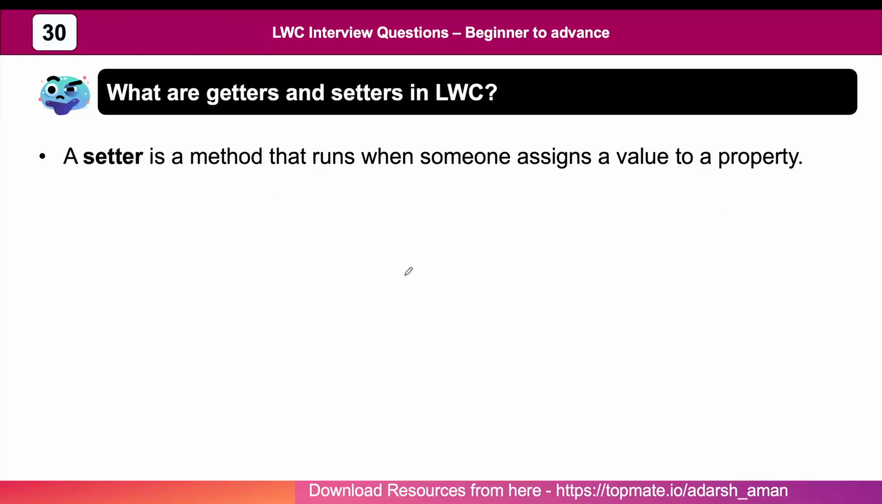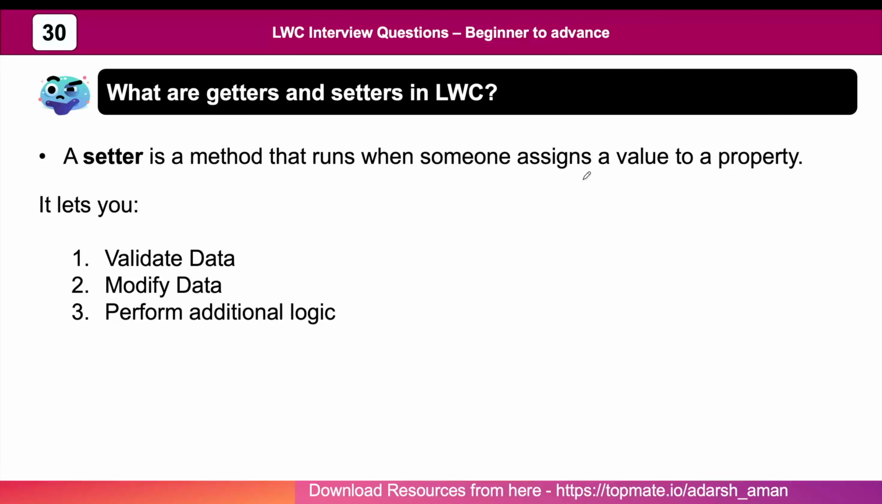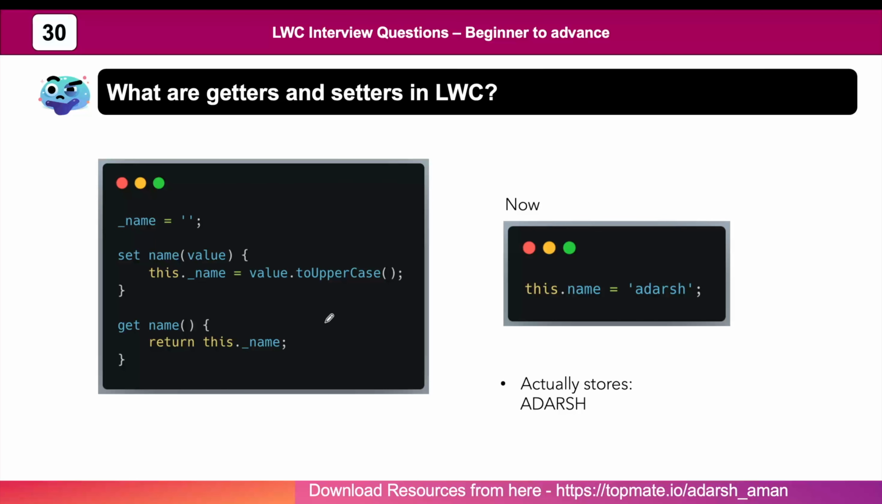Now moving on to setter. A setter is a method that runs when someone assigns a value to a property. It lets you validate data, modify data, and perform additional logic. So let's see with the help of an example here. In this example, whenever we are assigning a value to name, what the setter is doing is updating that name to an uppercase value. Here we are updating that name to uppercase and storing it in a temporary property here, and then we are getting it using this dot return.